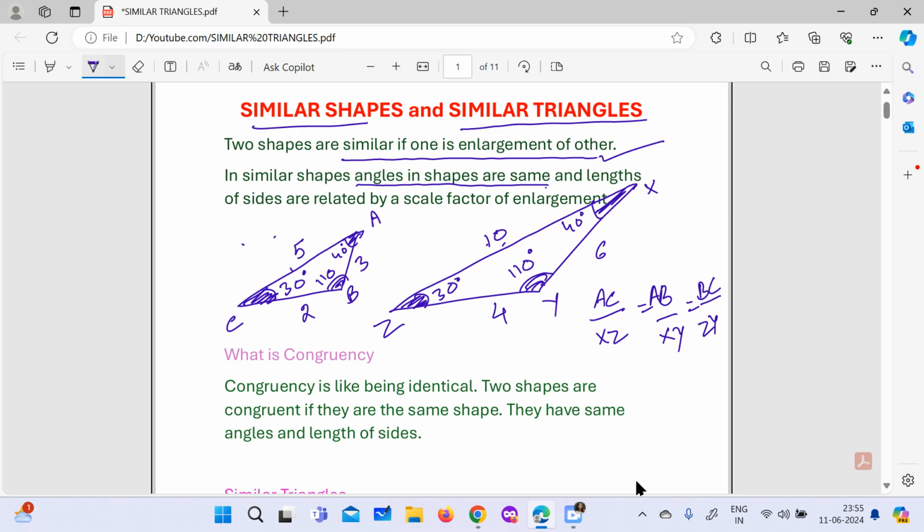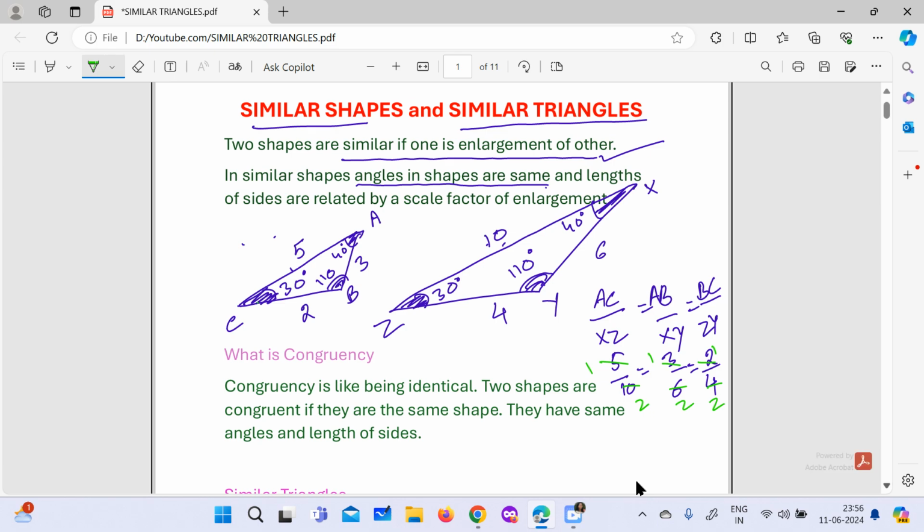Now I write the ratios with the dimensions. AC is 5, XZ is 10, which is equal to AB, that is 3, upon XY, which is 6, and BC is 2 and ZY is 4. Now when I cancel, I get 1 over 2, 1 over 2, 1 over 2. So it is clear that when we have two similar shapes, their corresponding sides are in the same proportion and the angle measures will be exactly the same.